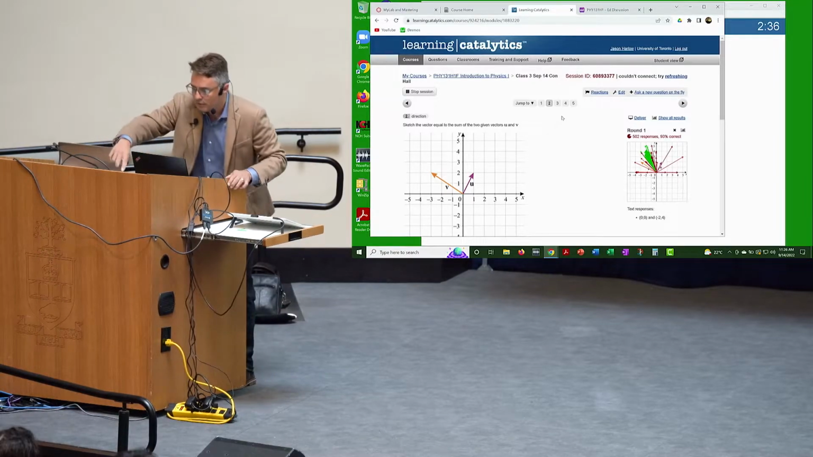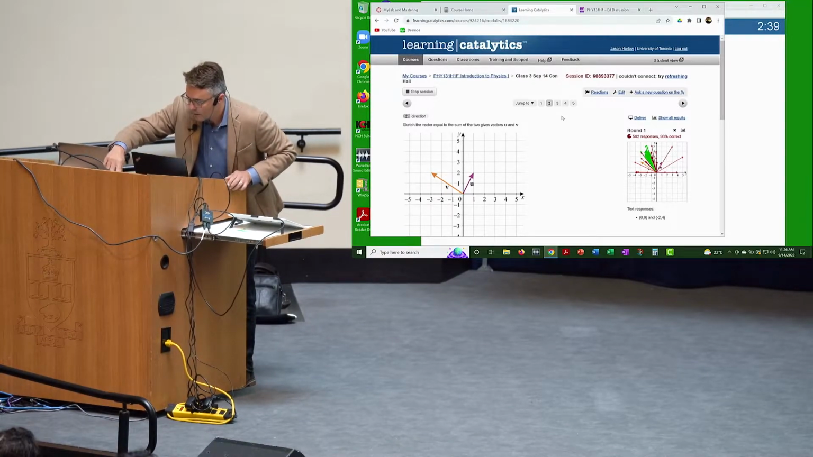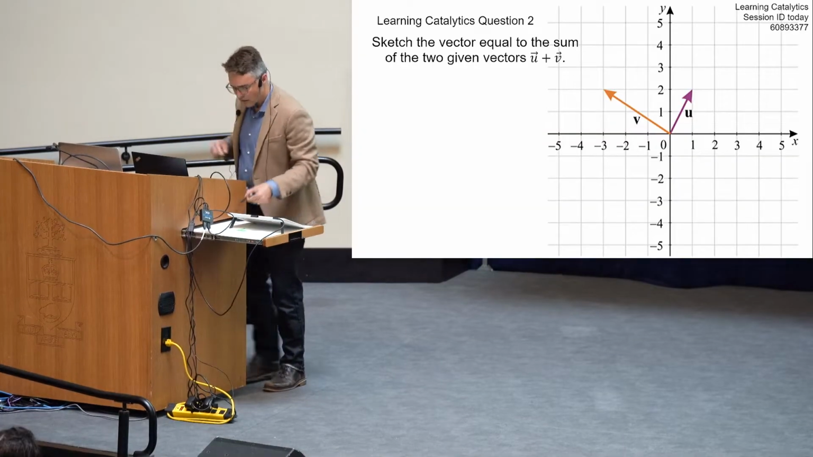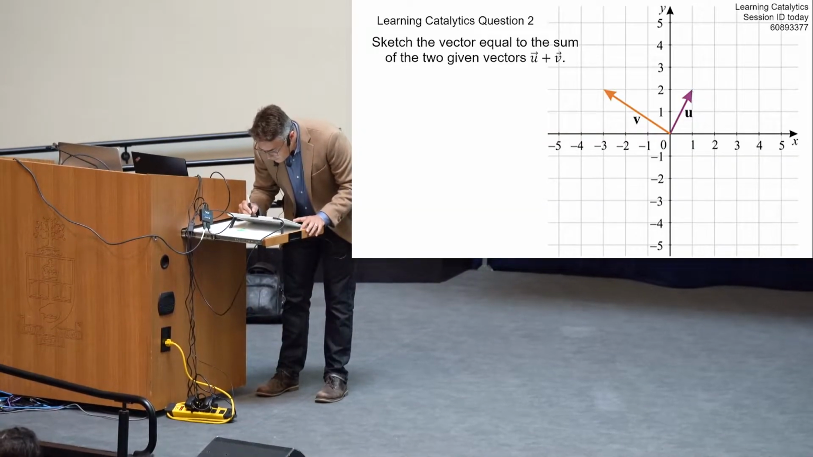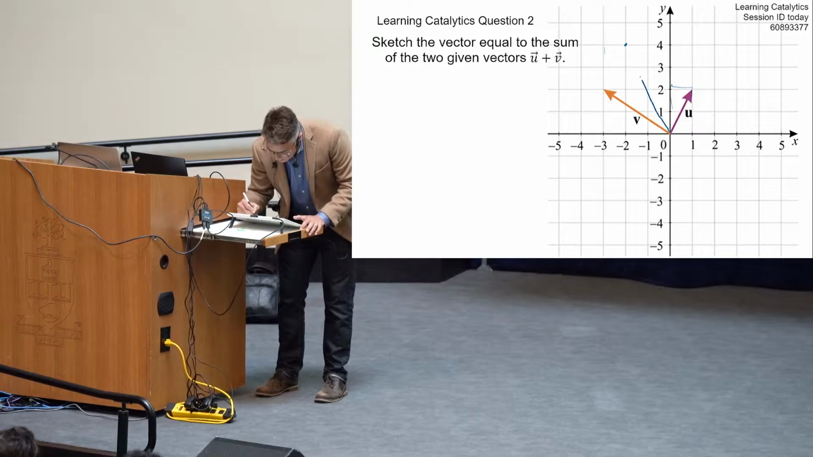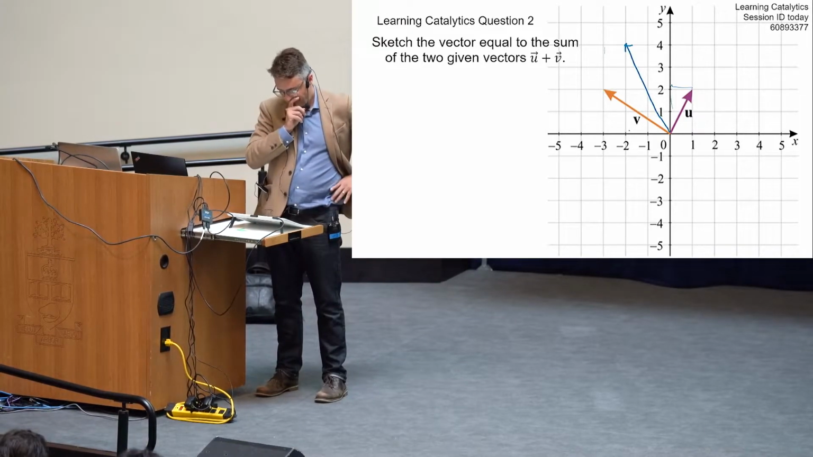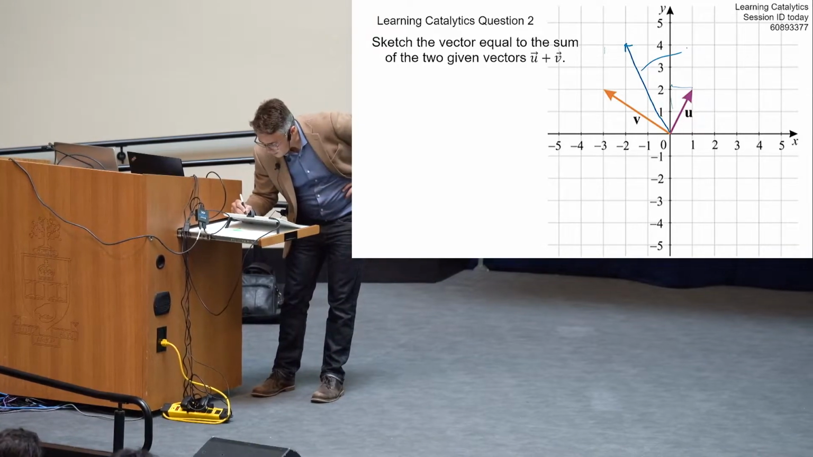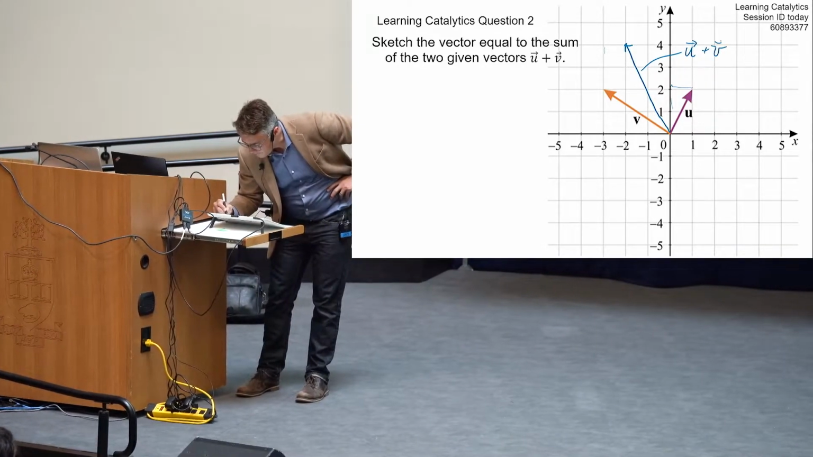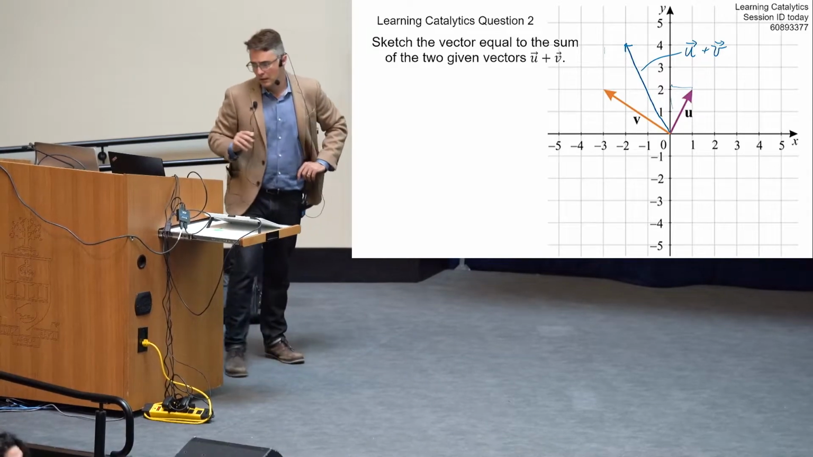Let's go back to laptop. I would just do tip to tail. So, starting from here, this is up 2 and to the right 1. So this is the end. You want to draw an arrow that ends at 4 and -2. And this is u plus v.